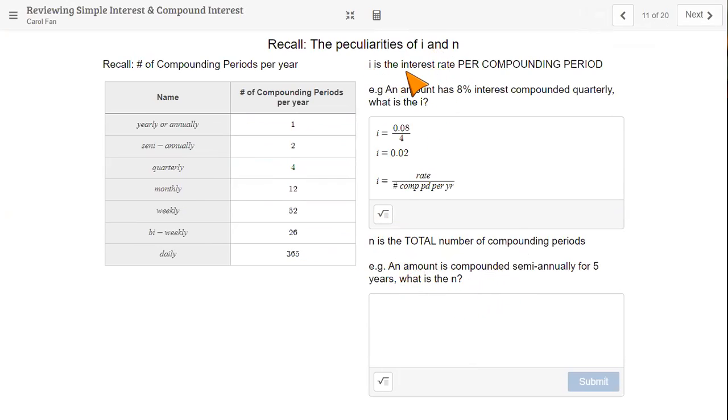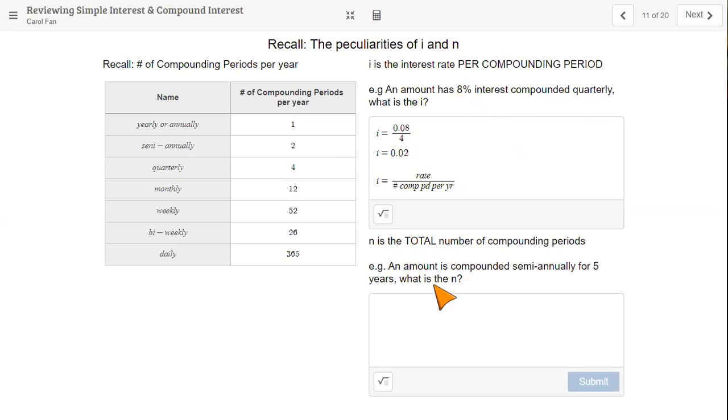So with the n, we have to be very careful that we take the rate and we have to see what kind of compounding it is. If it's compounded quarterly, we're dividing our interest rate by 4 so that each time we're getting 2%. The 2 plus 2 plus 2 plus 2 will eventually equal 8% in the whole year.